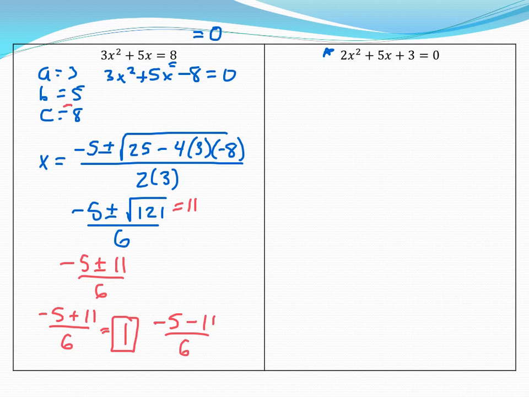And then when I do negative 5 minus 11, divide by 6. Notice here you're going to get negative 16. Divide that by 6. Here you get a decimal, and you get negative 2.7.